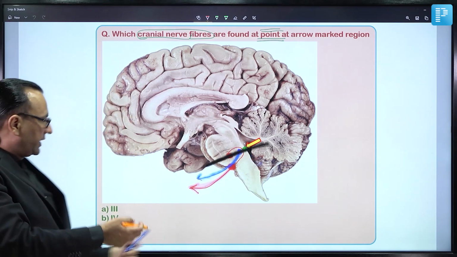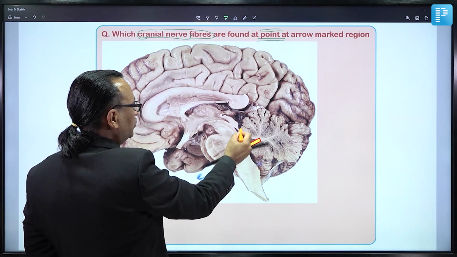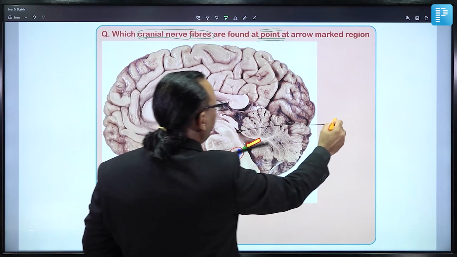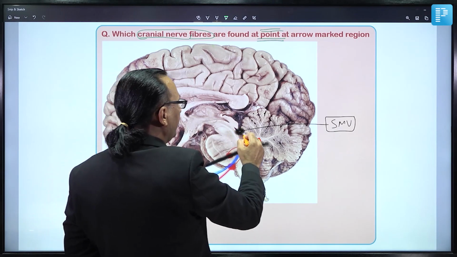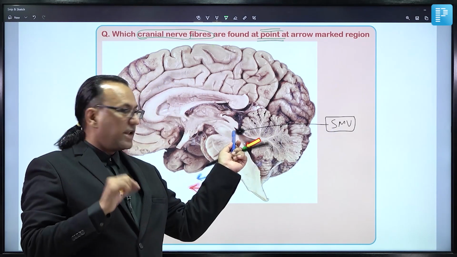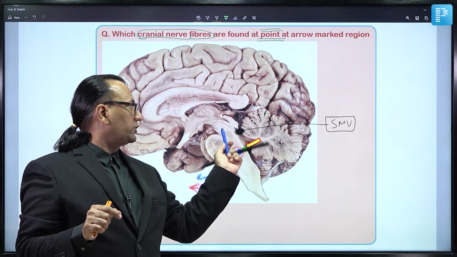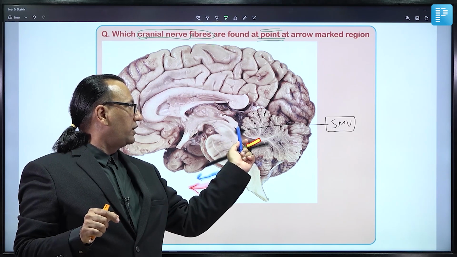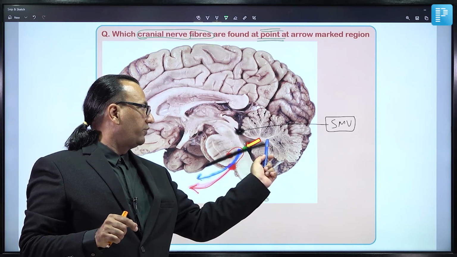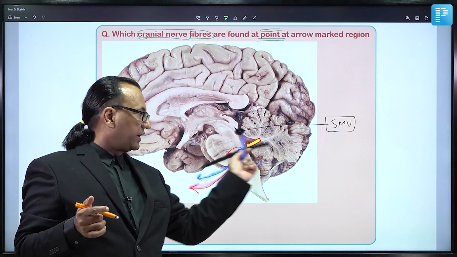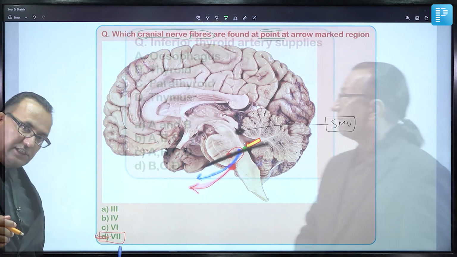Now, some of the students were telling that the arrow mark was actually here at the level of the superior medullary velum. If it is at the level of the superior medullary velum, then the nerve found here will be the trochlear nerve, cranial nerve number 4, which is coming from the midbrain region, the nucleus lying at the level of the inferior colliculus. But most of the students told the arrow mark was at the level of the lower pons. Hence, if that is the scenario, we should mark our answer as facial nerve fibers, choice number D.